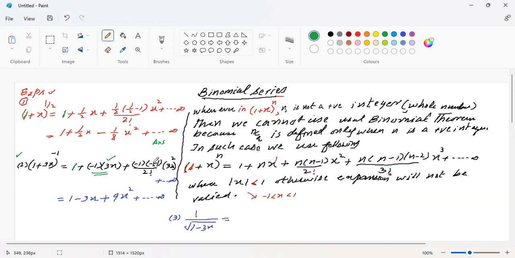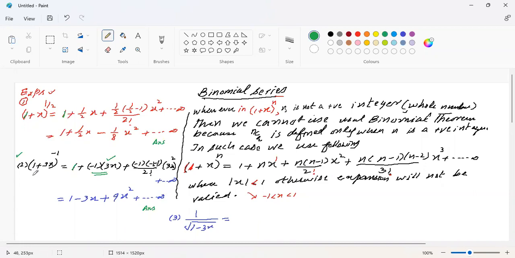Positive 2 is cancelled with the factorial. So we get this is 1 and it is 9x square. So we get the 9x square. So this is the complete expansion for this binomial series.